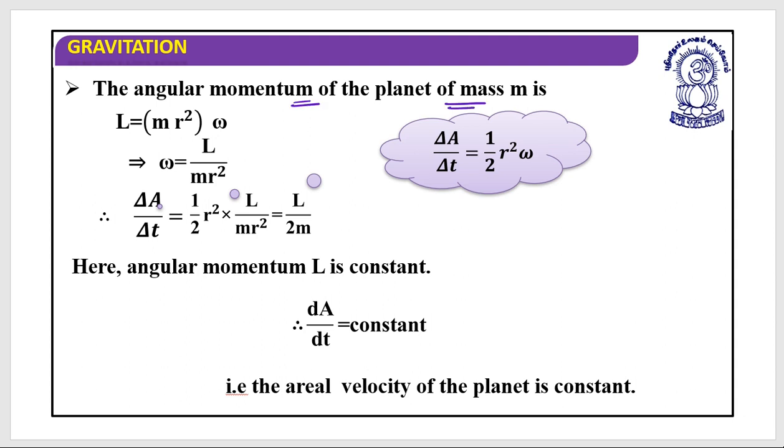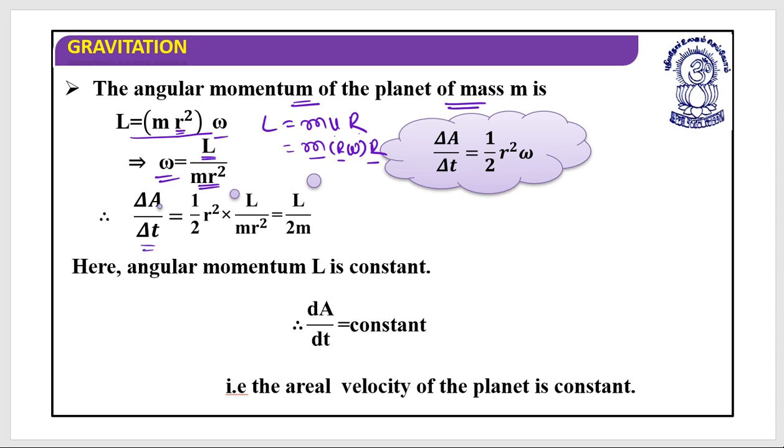The angular momentum of the planet of mass m can be written as L equals m r square omega. How is this arrived at? L equals m v r. If I replace v by r omega, it's m r omega into r, so this is m into r square into omega. And if this is the case, omega can be replaced by L by m r square.